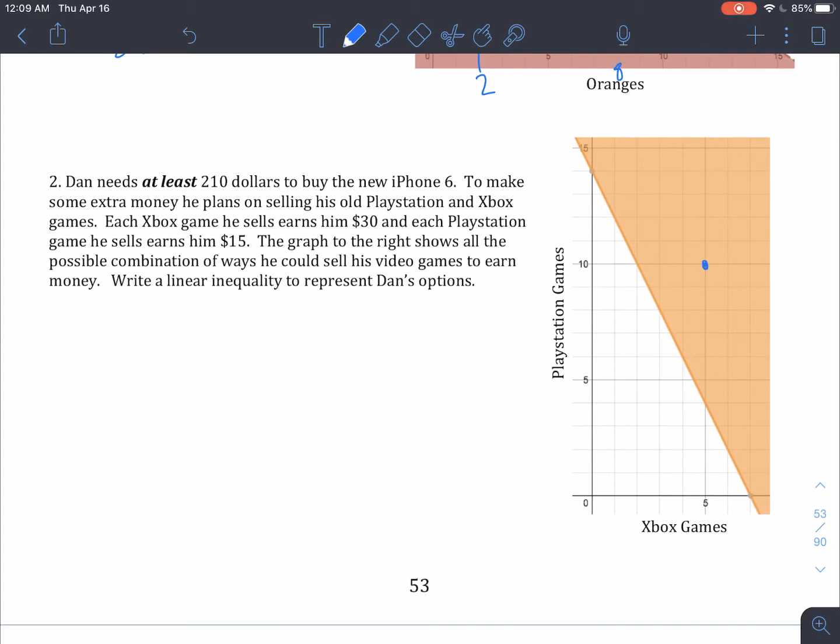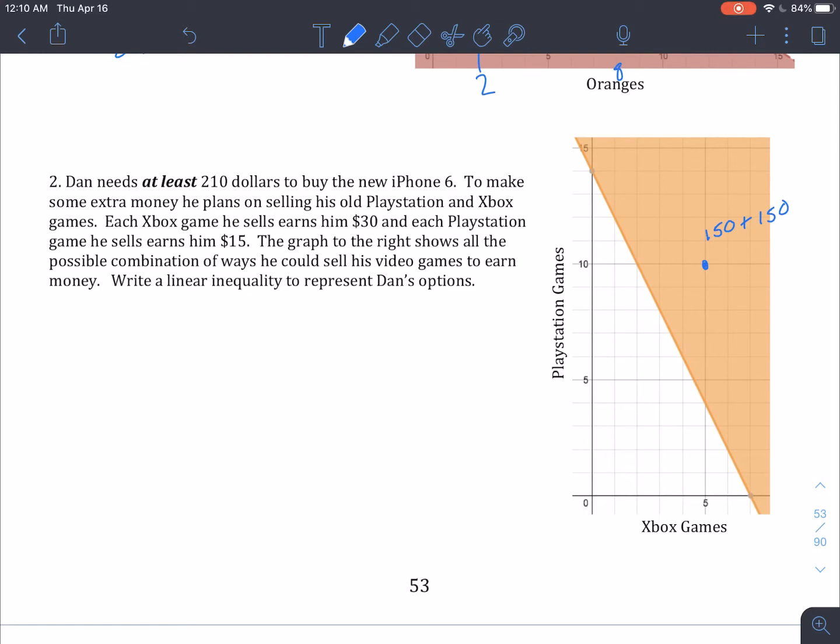For instance, this point right here, that's 5 Xbox games and 10 PlayStation games. Well, Xbox games are $30, so 5 times 30 would be 150, plus he's going to get 15 for each of those PlayStation games, so 10 times that is another 150. So that would be $300, and that's at least the 210 he needs. So this is another point that works.